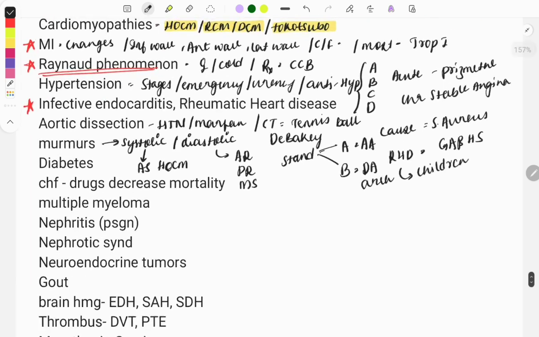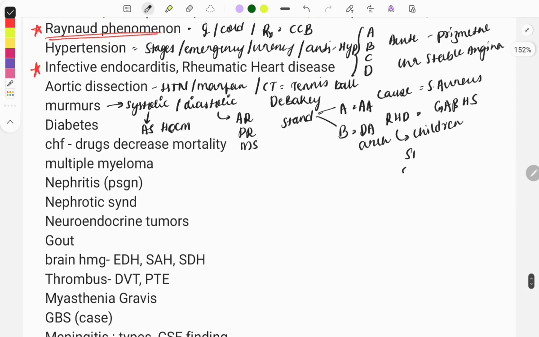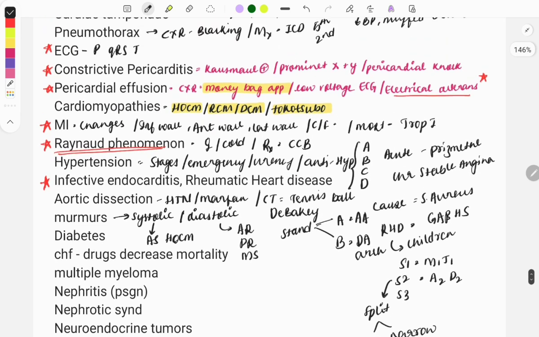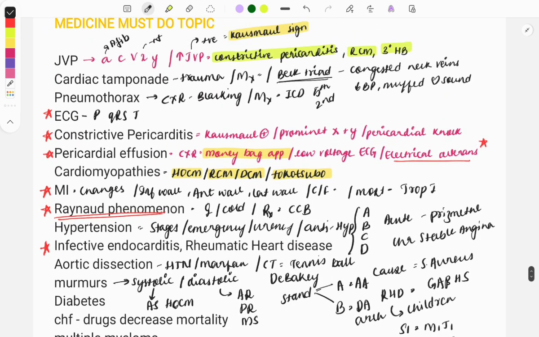Also in CVS, you need to read about the heart sounds, the S1 heart sound, S2 heart sound, S3 heart sound. Heard at which area and what does the heart sound signify? Like the heart sound S1 signifies the closure of the mitral and tricuspid valves, then S2 signifies the closure of the aortic valve, A2, and S2 undergoes splitting. You need to remember the conditions in which we can see the wide split and the narrow split. So these were certain important points related to the CVS, cardiovascular system, which you need to remember from medicine.